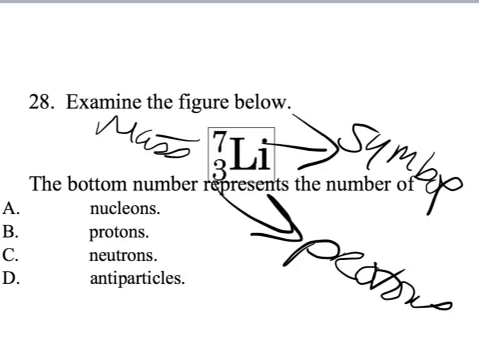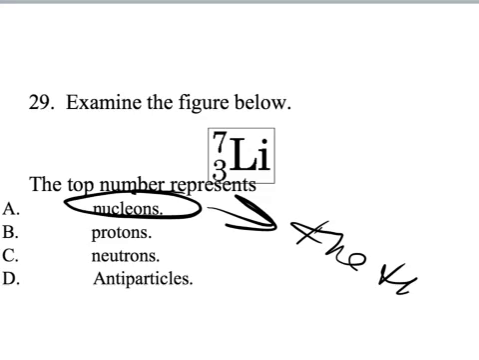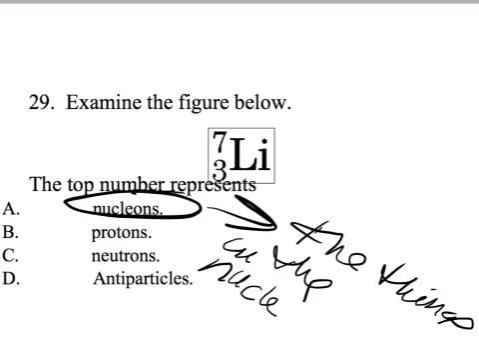Examine the figure below. The top number represents what? Number 29. Nucleons. Nucleons mean the things in the nucleus. The particles. I should have used the correct word. But the nucleons represent the things, the particles in the nucleus.